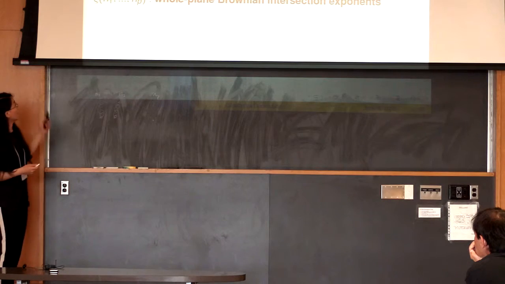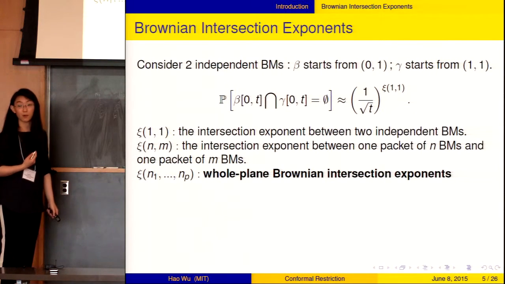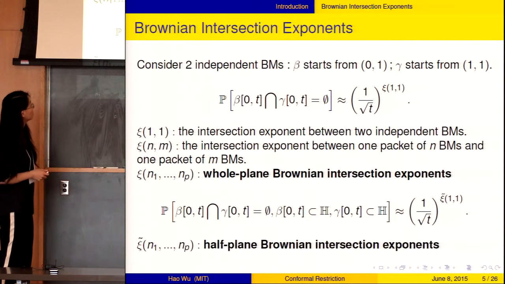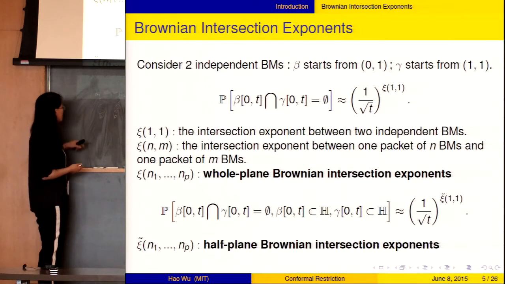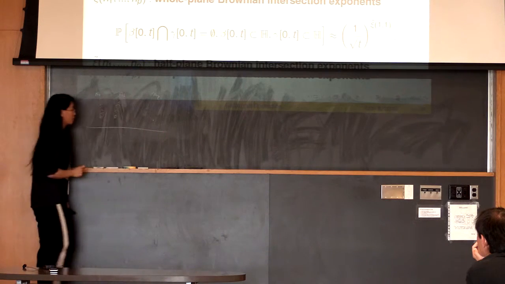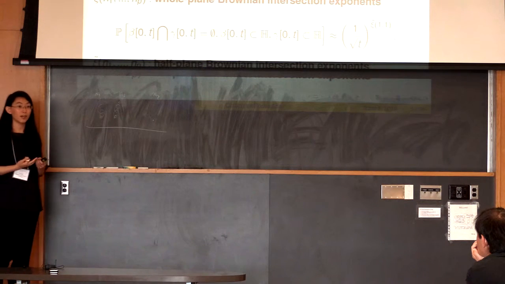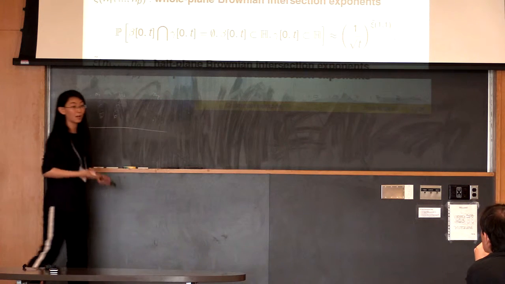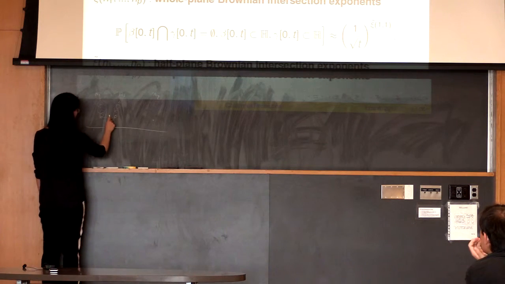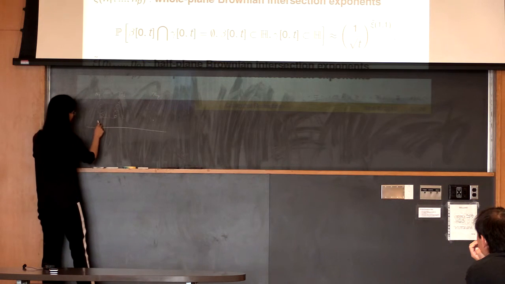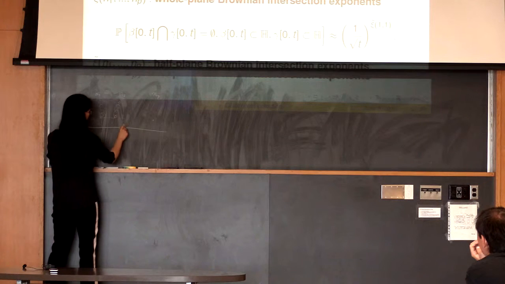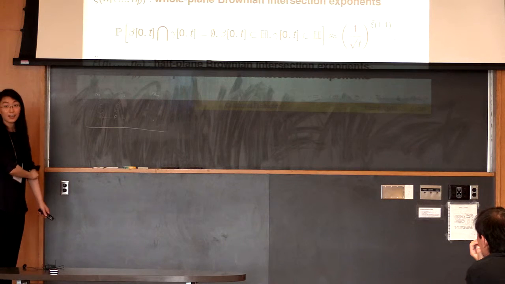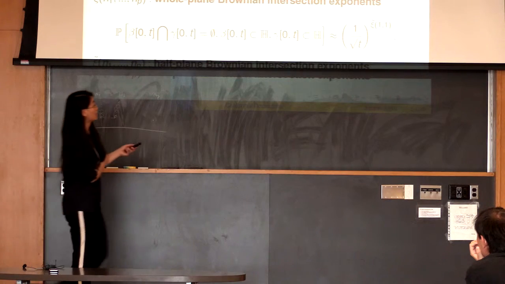So this exponent, for n1 to np, is called the whole plane Brownian intersection exponent. And now we just put a little restriction on this whole plane case. So now we consider Brownian motions, but we require all the Brownian motions to stay in the upper half plane. And we still calculate the probability that all packets avoid each other, but we also require all Brownian motions to stay in the upper half plane. So here the distance between 2 packets is still 1, and the distance from the real line is also 1. So this probability still decays like a power law of t, and we define this power as c tilde.